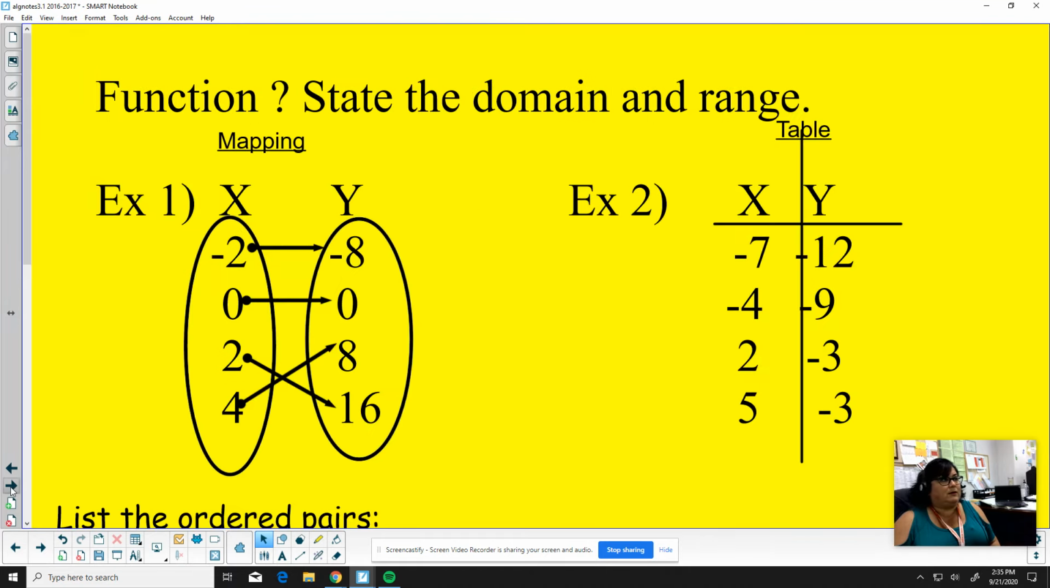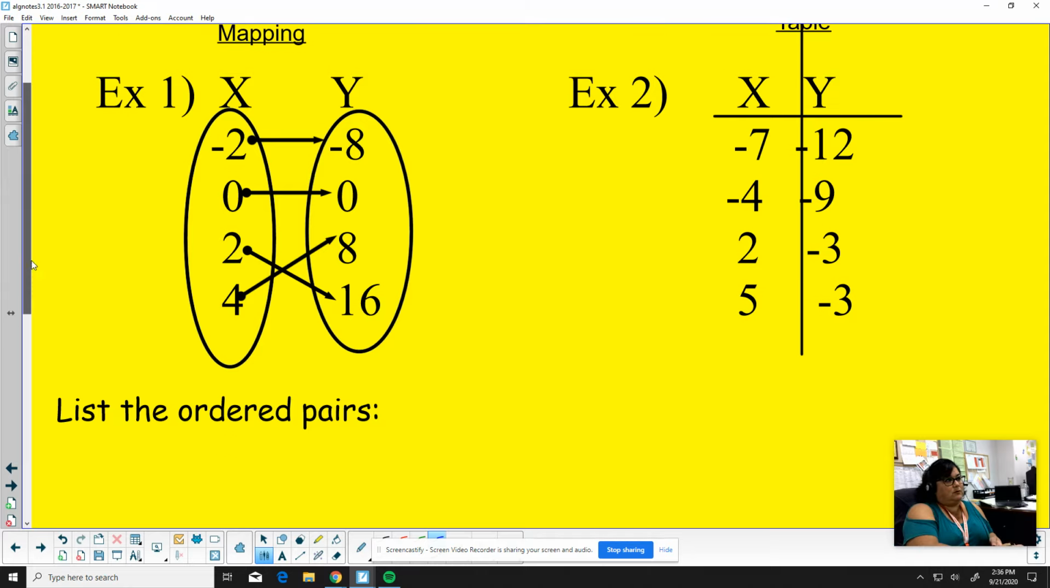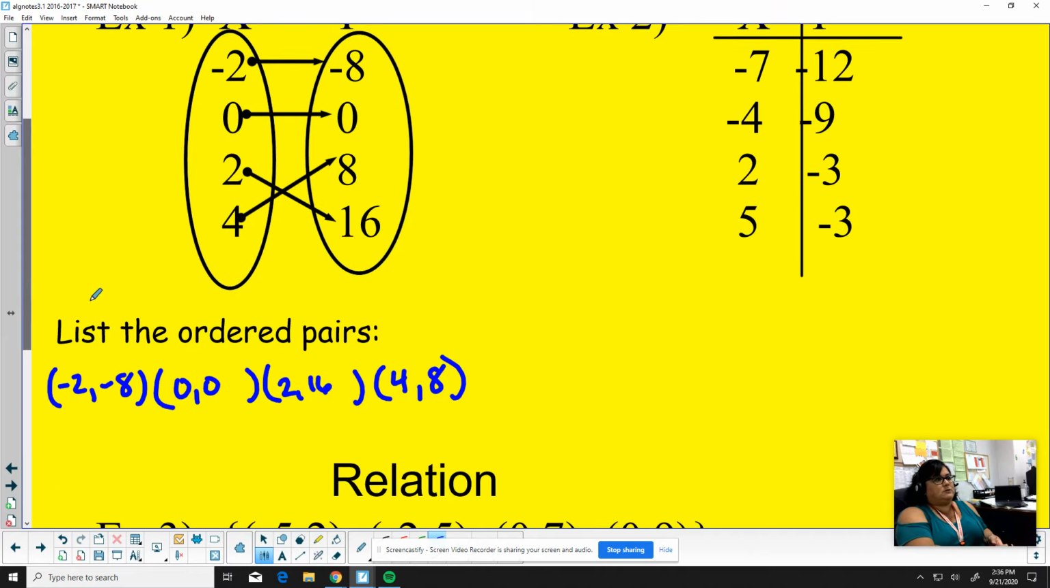So if we go here, this first one right here is called a mapping. Okay, it's got the two circles and the arrows connect. So we could list the ordered pairs. We'll do it underneath here. You can see what is attached by the arrows. So -2, -8, 0, 0, 2, 16, and 4, 8. So there are the ordered pairs.